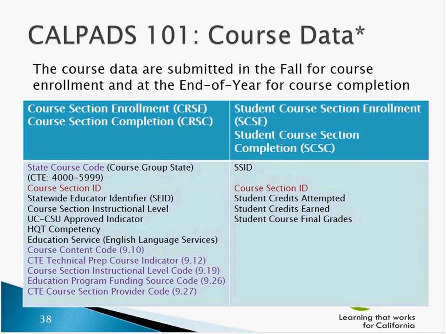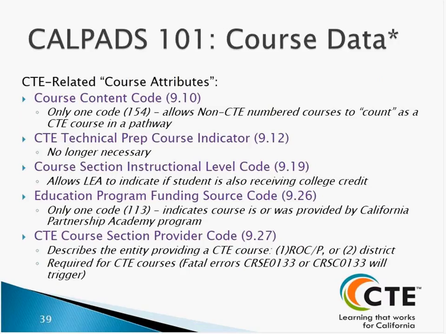Next slide. Talking about the data elements that we collect on the file, the actual course code is the most important thing. We collect other information about the course, for example, the content code. The course content code can be used for a course that is not a CTE numbered course. So this is a course that's not a 4000 to 5999 number.